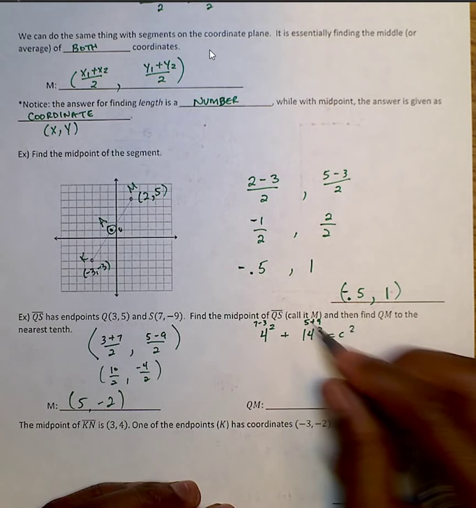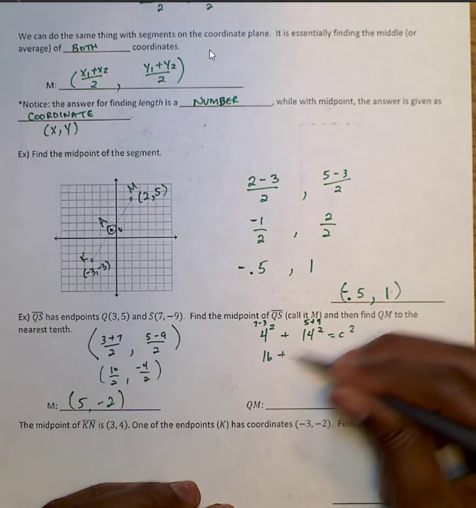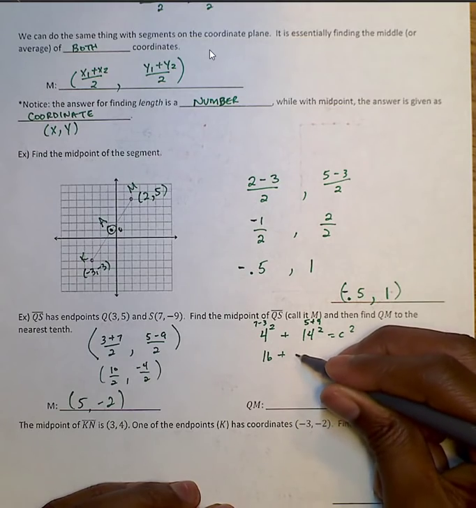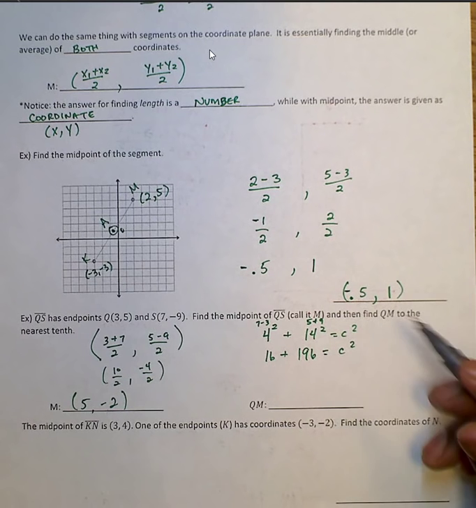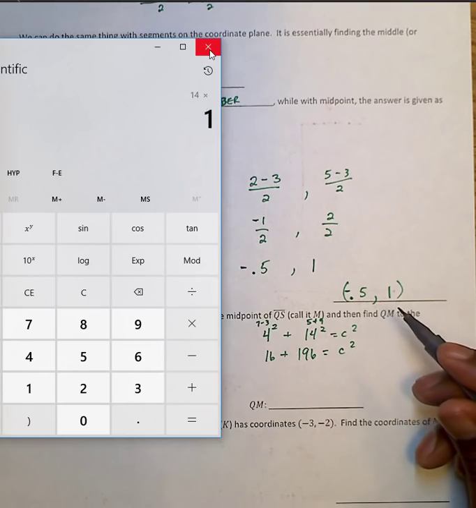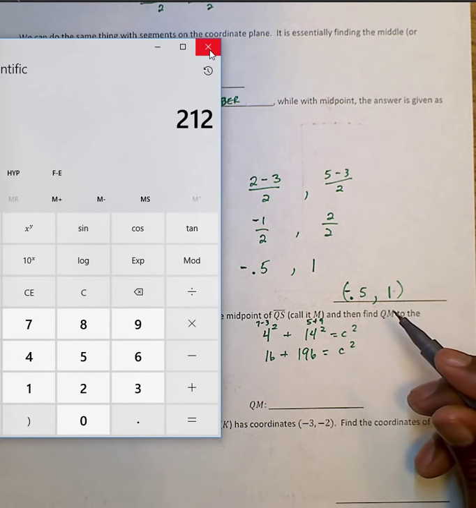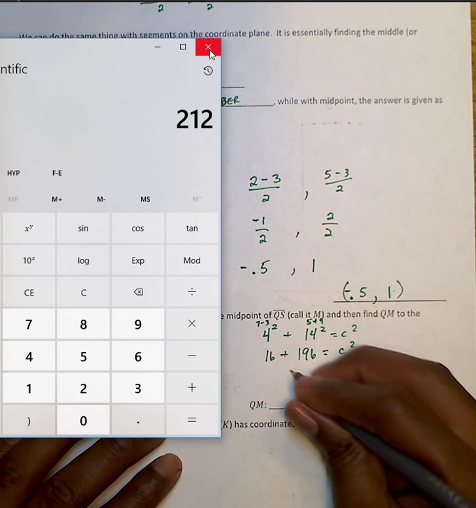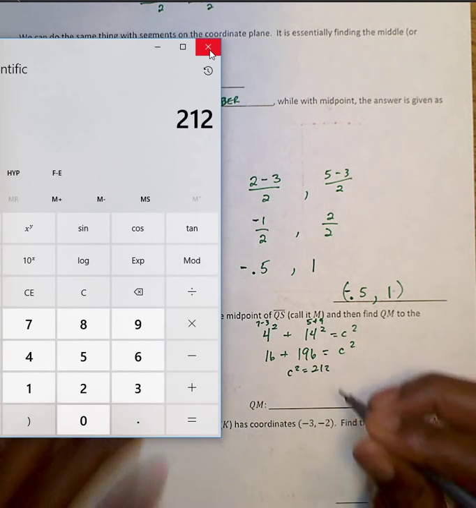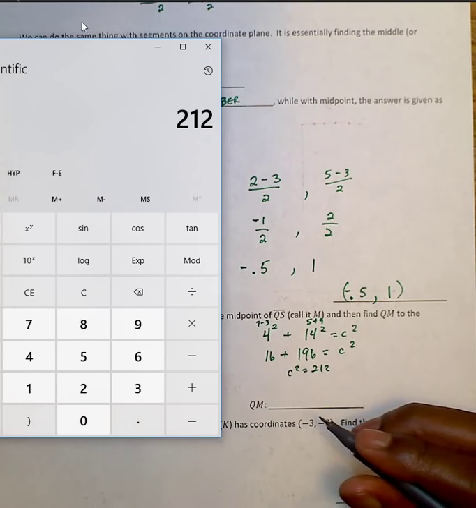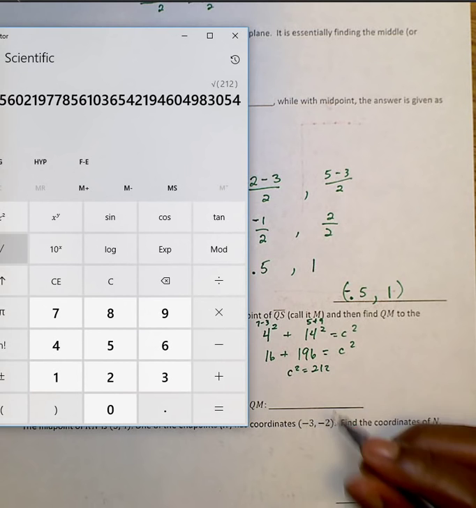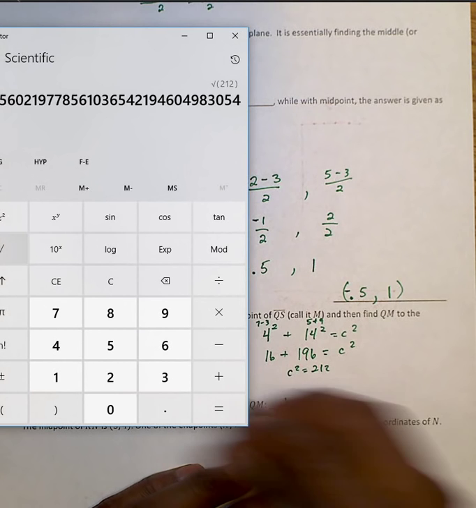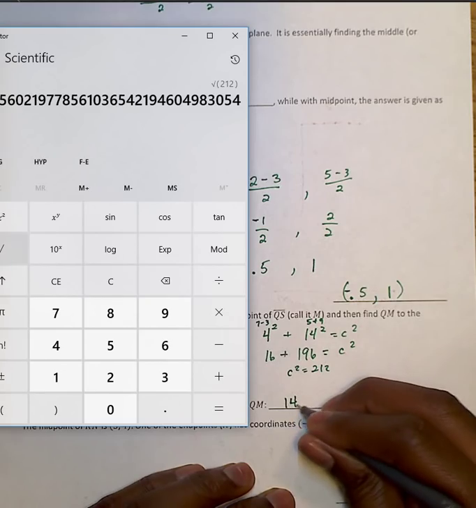Now I can do Pythagorean theorem. 16 plus, what is that, 196 equals c squared. Just double check to make sure I got my math facts down. Plus 16. So c squared will be 212. And I can find out what c is by taking the square root of 212. Square root of 212, which gives me 14.56. It tells me to round to the nearest tenth, so I'm going to say 14.6.